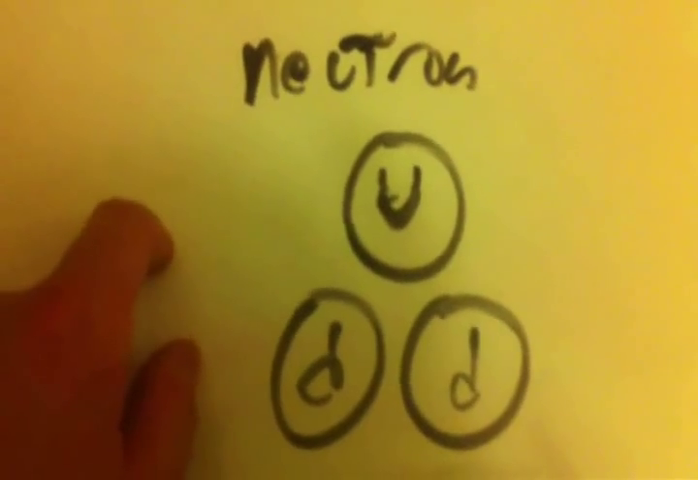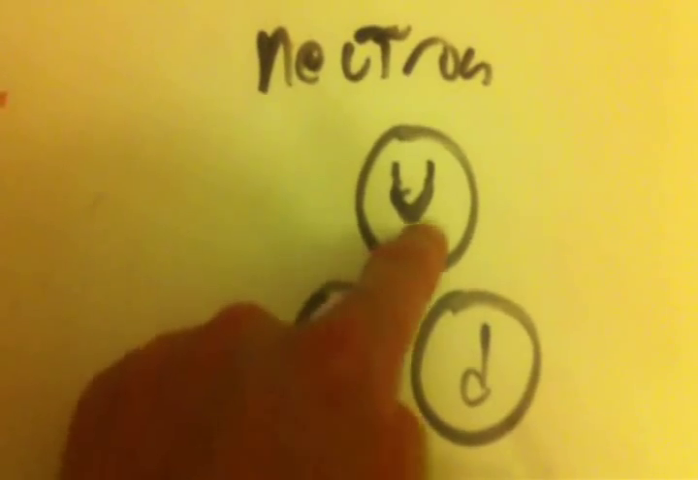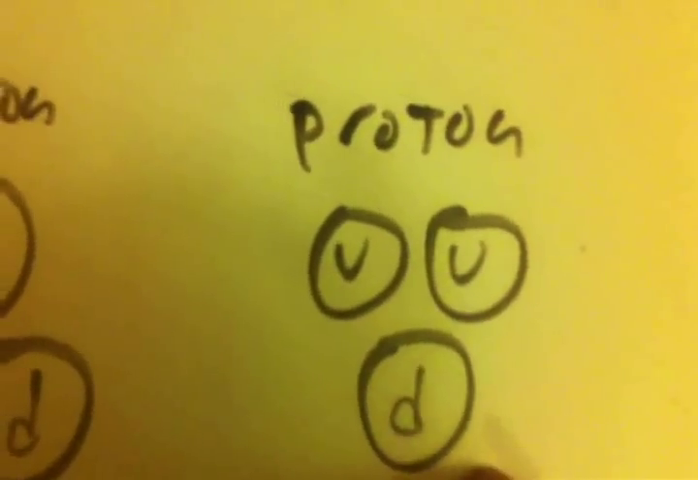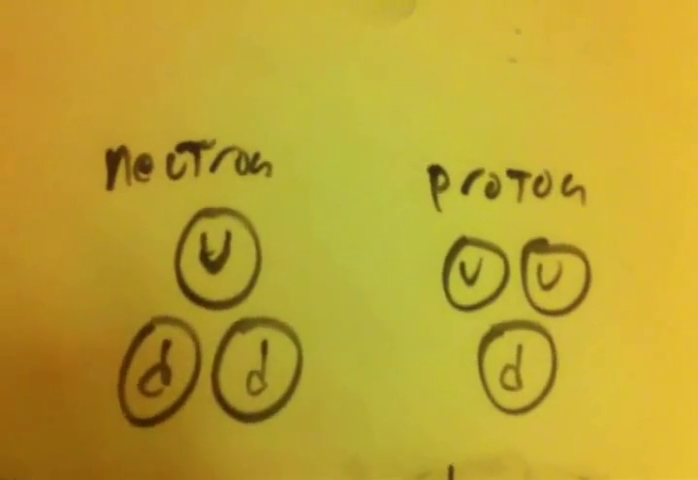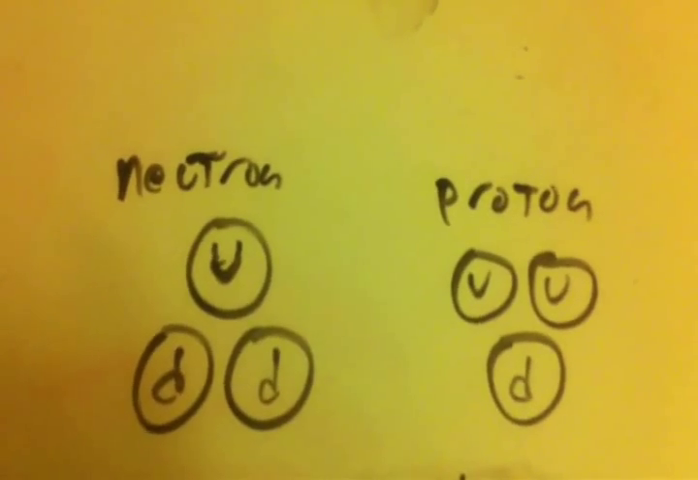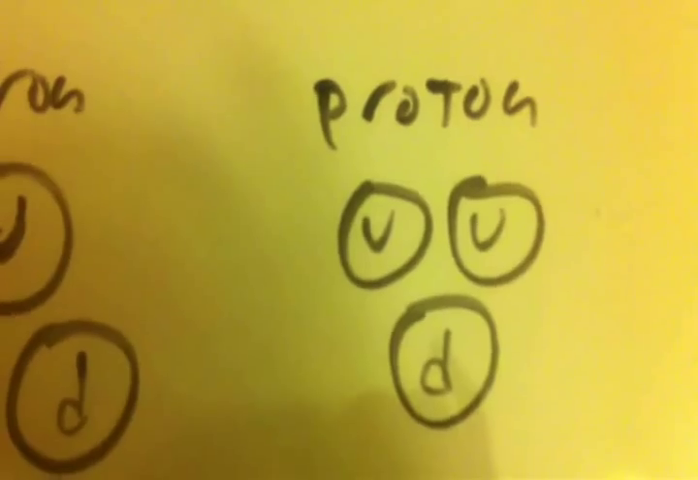A neutron has a configuration of one up quark and two down. A proton has a configuration of two up and one down. And if you can see, they're kind of like the opposites of one another, aren't they? Sort of. Down has more mass than up, so neutrons are heavier than protons.